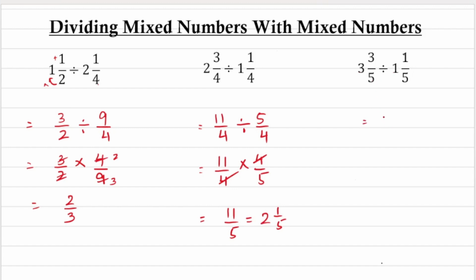Let's change it over here. 5 times 3 is 15 plus 3 is 18, divided by 5 times 1 is 5 plus 1, 6 fifths. And then 18 fifths multiplied by the reciprocal of 6 fifths, which is 5 over 6. 5 and 5 got cancelled. 18 can be divided by 6, as of course 6 times 3 is 18. So my answer is 3.